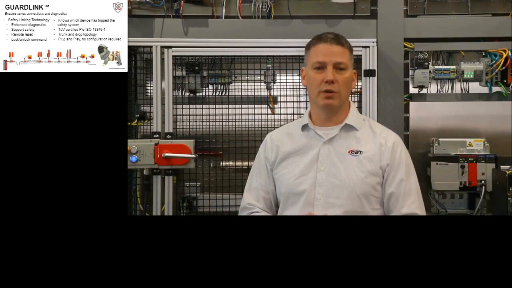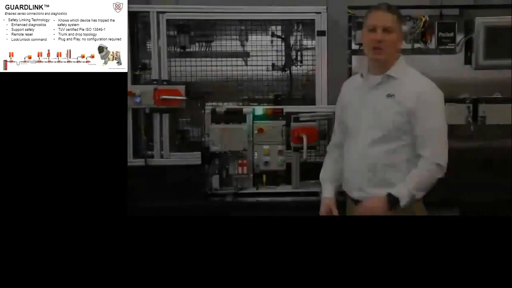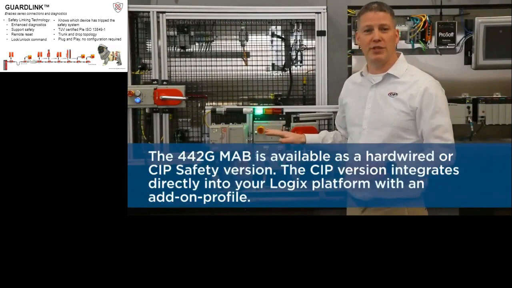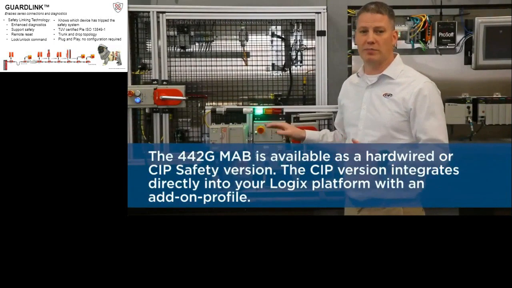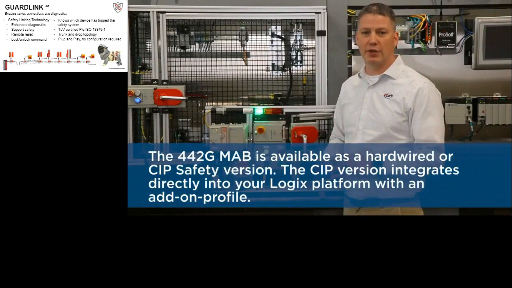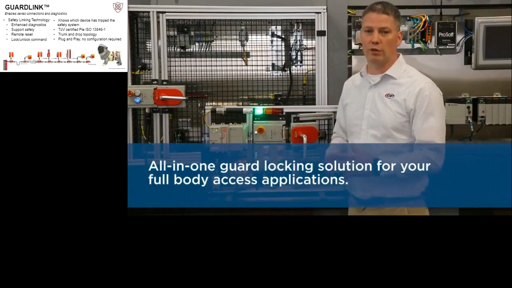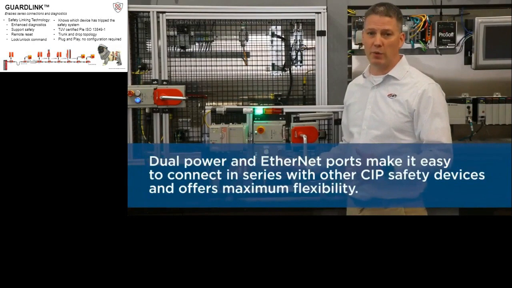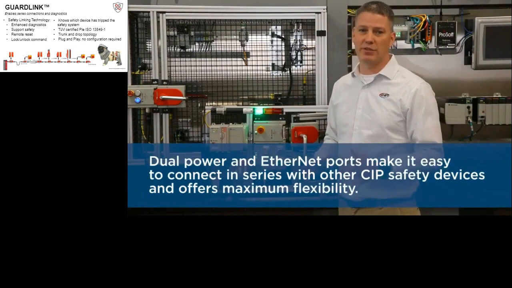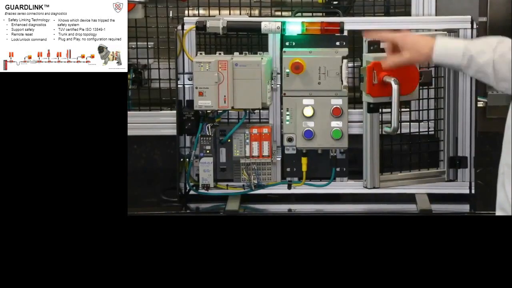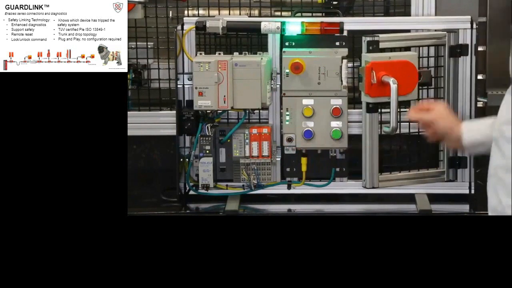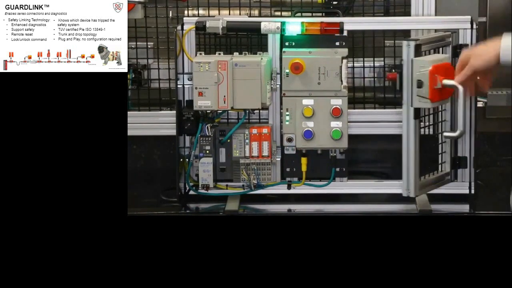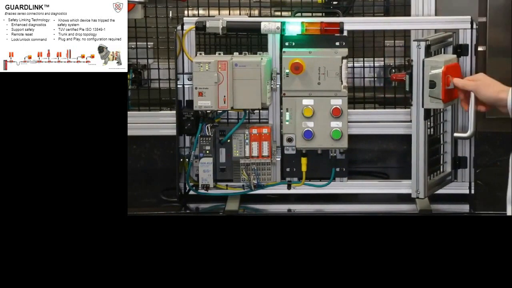Here are some of the most recent offerings with SIP safety embedded. Released a few years ago, the 442G MAB is available as a hardwired or SIP safety version. The SIP version integrates directly into your Logix platform with an add-on profile. The MAB offers an all-in-one guard locking solution for your full-body access applications. Dual power and dual Ethernet ports make it easy to connect in series with other SIP safety devices and offer maximum flexibility. Features like unique coded RFID, built-in e-stop and enabling port, multiple lockout points, and an optional escape-release handle provide the highest level of safety for your guard locking solution.